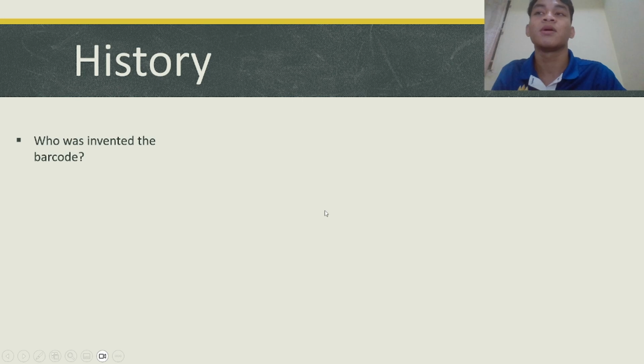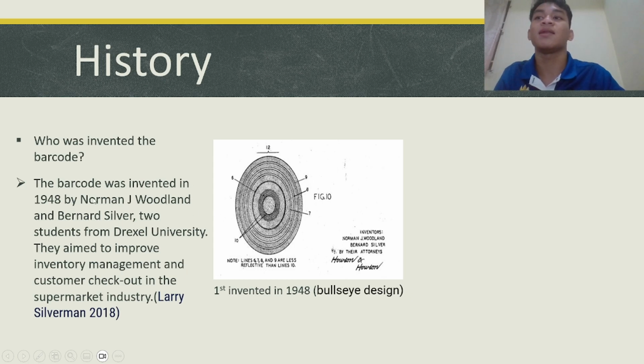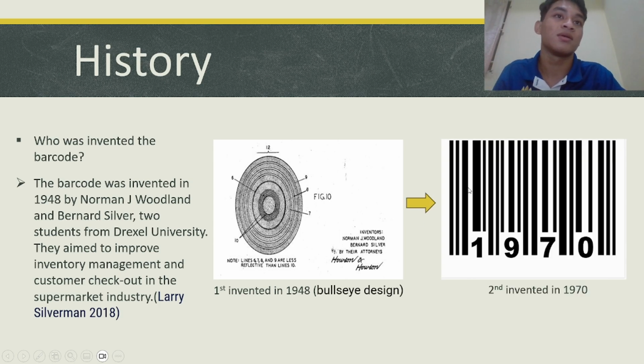Next, before we go into detail on the topic, the first thing we need to know is the history. Who invented the barcode? The barcode was invented in 1948 by Norman J. Woodland and Bernard Silver, two students from Drexel University. As you can see here, this is the first invented barcode. It looks like a circle with a bullseye design. The purpose of creating this barcode was to improve management and customer checkout in the supermarket industry. And this barcode evolved into the series of black and white lines in 1970.